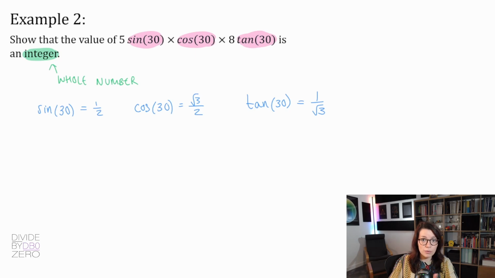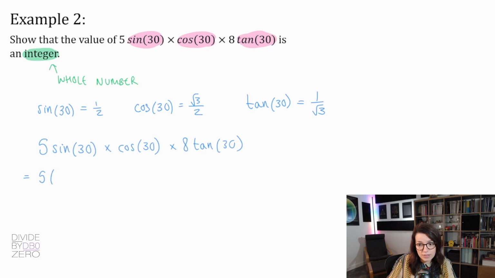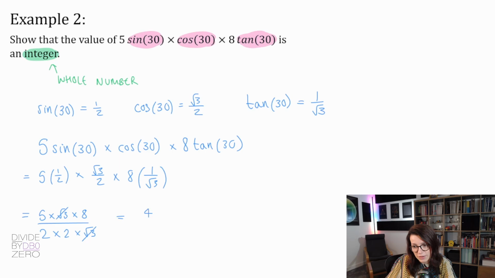Now we're just going to multiply all these values together. We've got 5 times a half times root 3 over 2 times 8 times 1 over root 3. Now just going to multiply the top numbers together. So that's going to be a 5 times a root 3 times an 8. And then on the bottom, we'll have 2 times a 2 times a root 3. I then notice that the two root 3's cancel each other out, and what we're left with is 40 on the top and 4 on the bottom. So that then cancels down to 10, which is an integer.